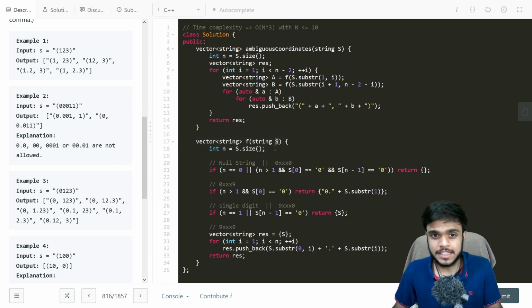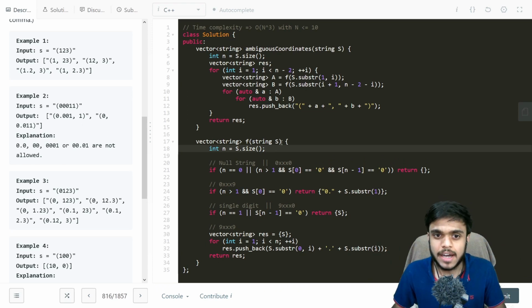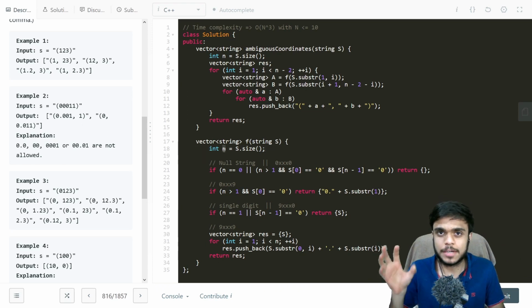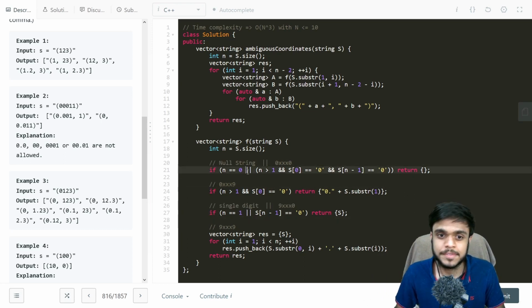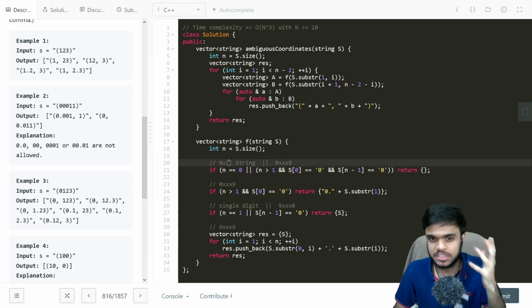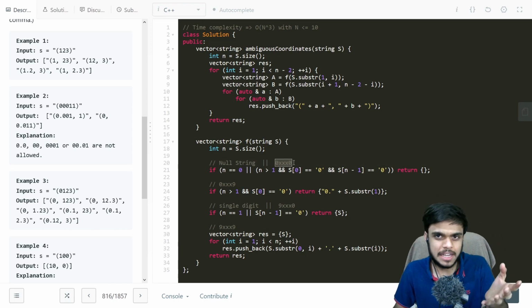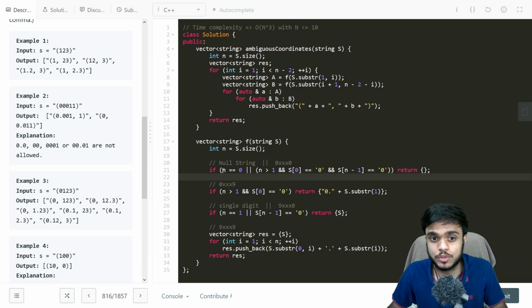Now let us look at what the helper function is doing. We are taking the string s into the helper function, which corresponds to the first and the second coordinate, and we take the size of that particular substring that was just passed. Now we basically have three corner cases to look at. In case the string we are given is null or has leading and trailing zeros, the condition would be n equal to 0, or n greater than 1 and first index and last index are 0. In that case we return null.